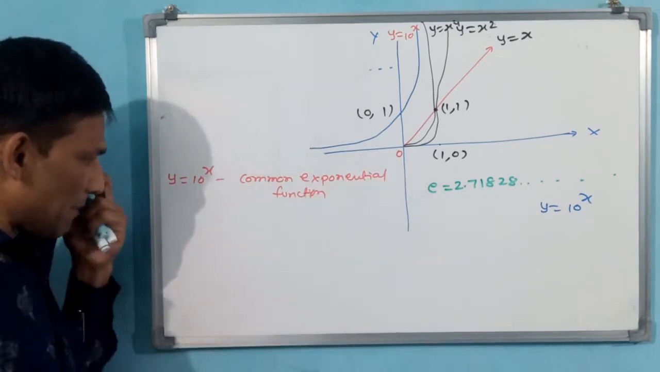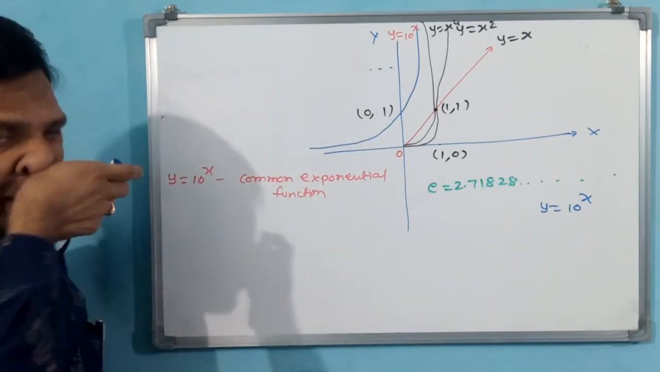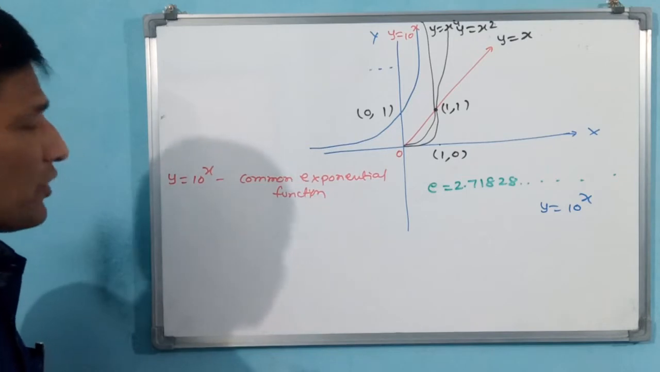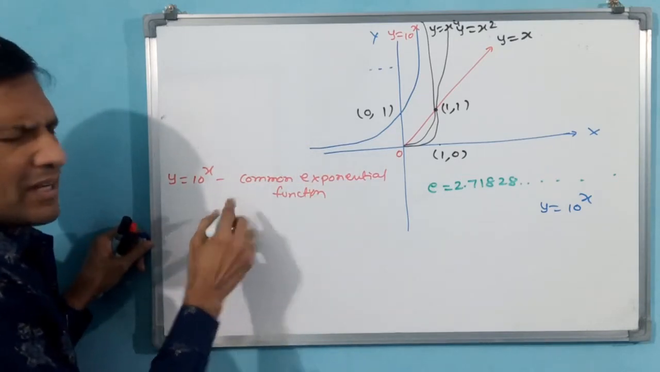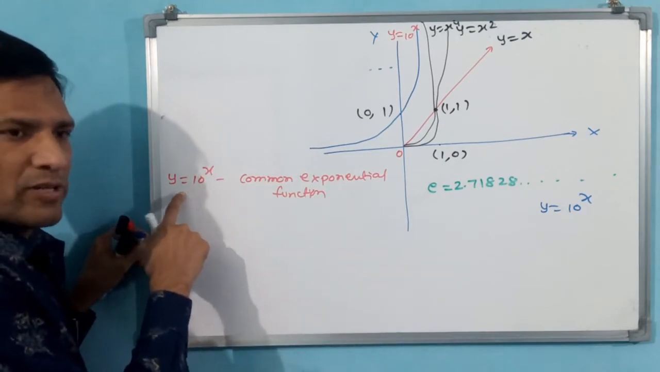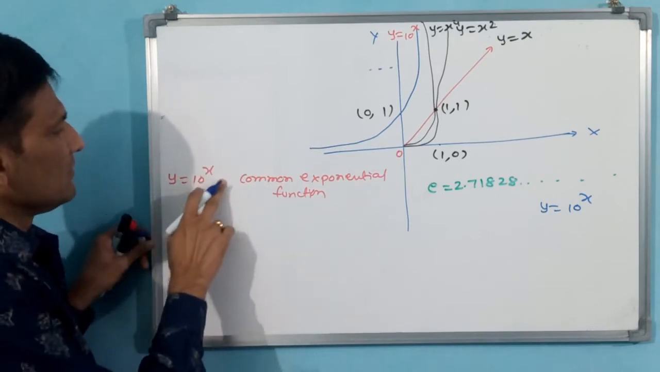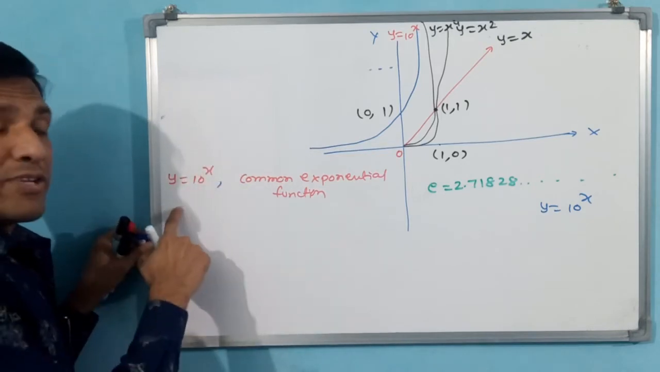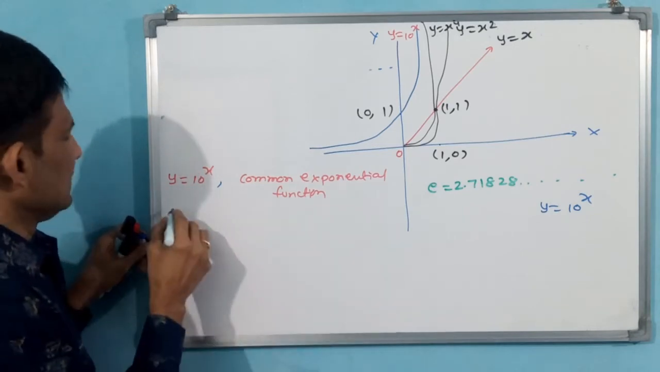Why? Because these names are important. In logarithms also the same are going to come. That is why common logarithm, natural logarithm, you have to remember. y is equal to 10 power x. We need not write base is greater than 1, because already base is greater than 1 only. That is why the conditions we have already taken care of. y is equal to 10 power x is a common exponential function.